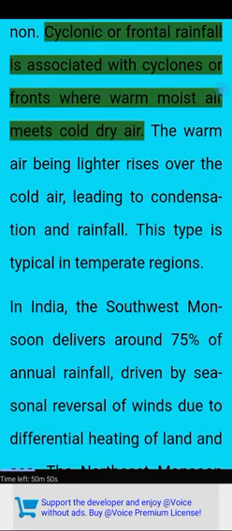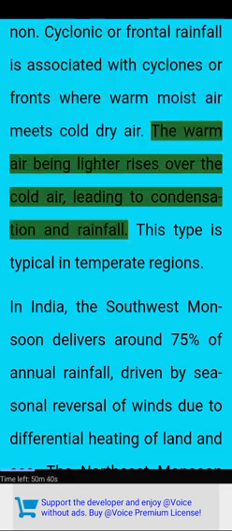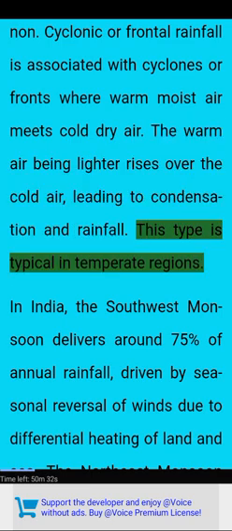Cyclonic or frontal rainfall is associated with cyclones or fronts where warm moist air meets cold dry air. The warm air, being lighter, rises over the cold air, leading to condensation and rainfall. This type is typical in temperate regions.